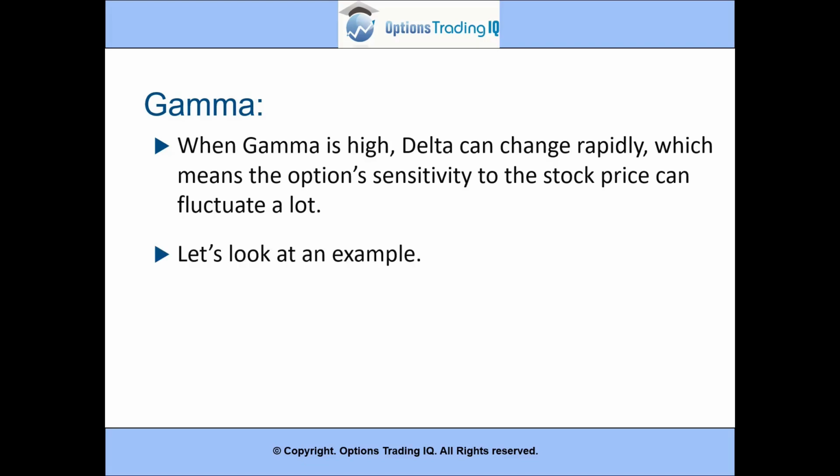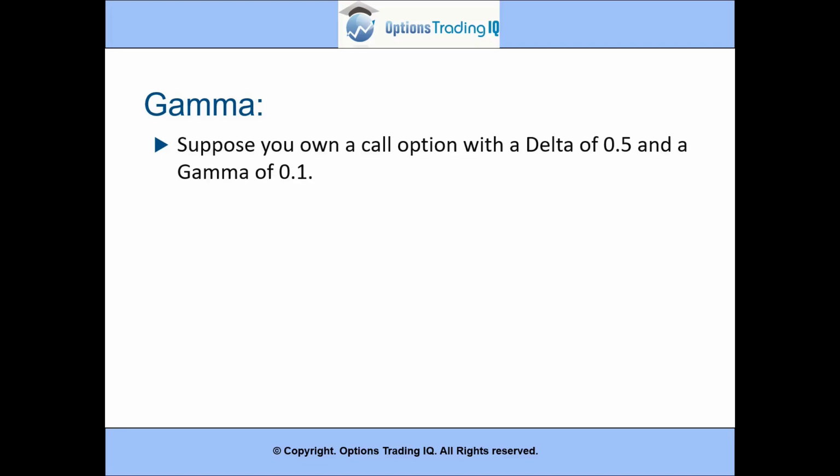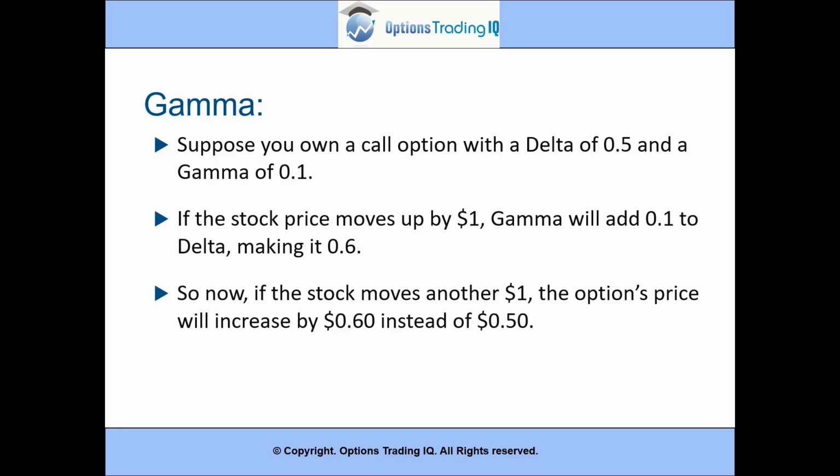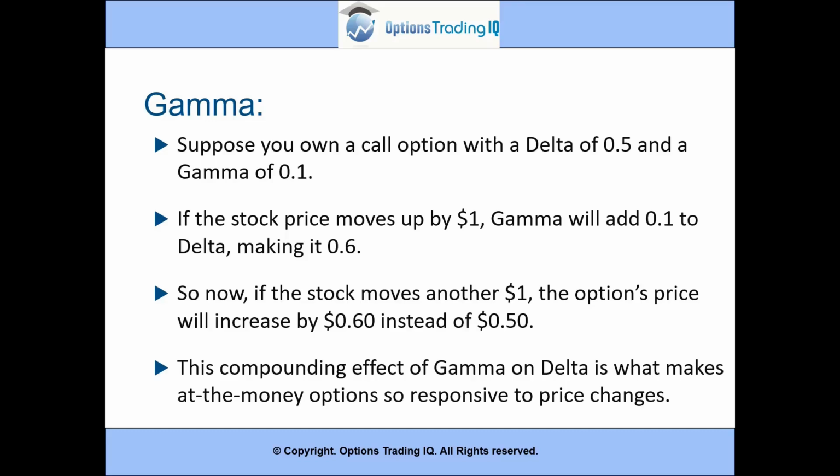Let's look at an example. Suppose you own a call option with a delta of 0.5 and a gamma of 0.1. If the stock moves up by $1, gamma will add 0.1 to delta, making the new delta 0.6. So now if the stock moves another $1, the option's price will increase by 60 cents instead of 50 cents. This compounding effect of gamma on delta is what makes at-the-money options so responsive to price changes. Likewise, short-term options, weekly options, will have very high gamma, and their delta is going to change rapidly.